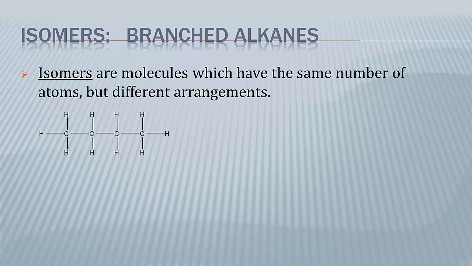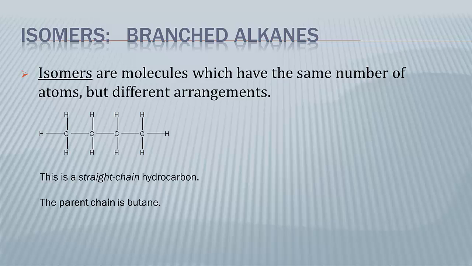Now we're going to look at branched alkanes, which introduces a new concept called an isomer. Isomers are molecules which have the same number of atoms in them but with a different arrangement. We're going to use butane as an example to show you this. This is a molecule of butane with 4 carbons and 10 hydrogens. This is a straight chain hydrocarbon because all the carbons are joined in a line. The parent chain, being 4 carbons long, is therefore butane.